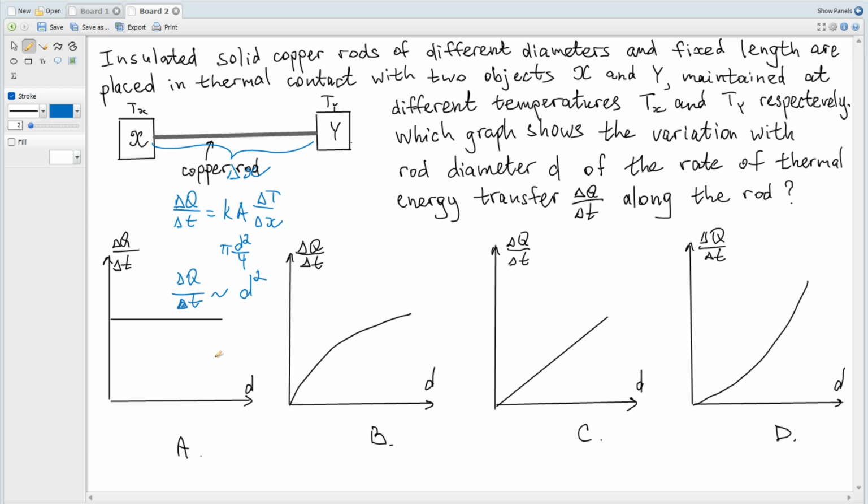And a graph of y equals some constant times x squared is a parabola, so it increases quadratically, so it's d. And that's all for this question.